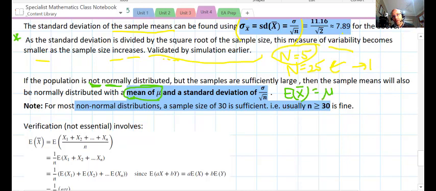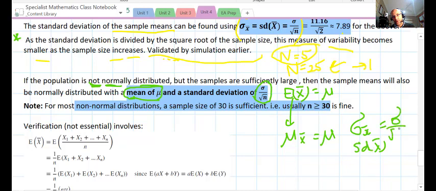The other way of writing that, E of x bar, remember, is like that too. Either way is fine. They'll both equal the population mean, and the standard deviation will be sigma over square root of n. So the standard deviation of the sample means, written like that, will both equal the population standard deviation over the square root of n.